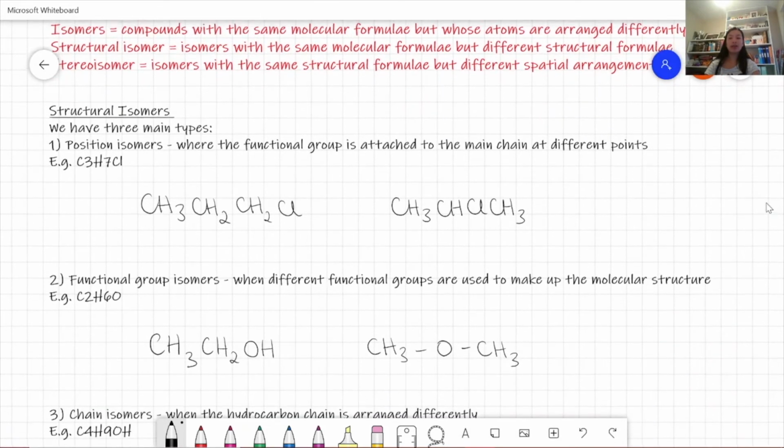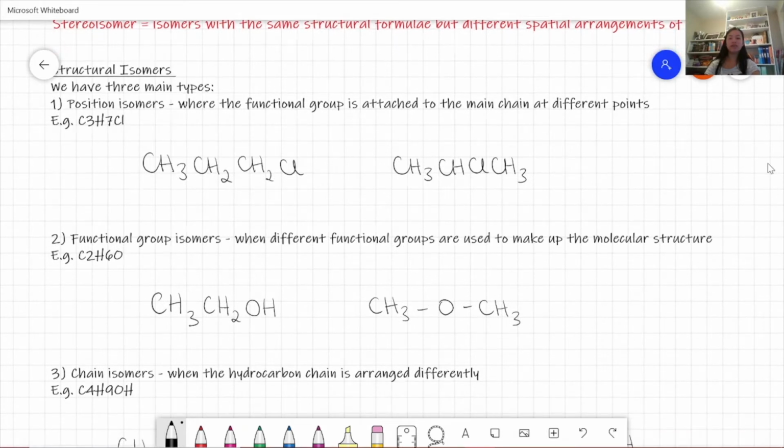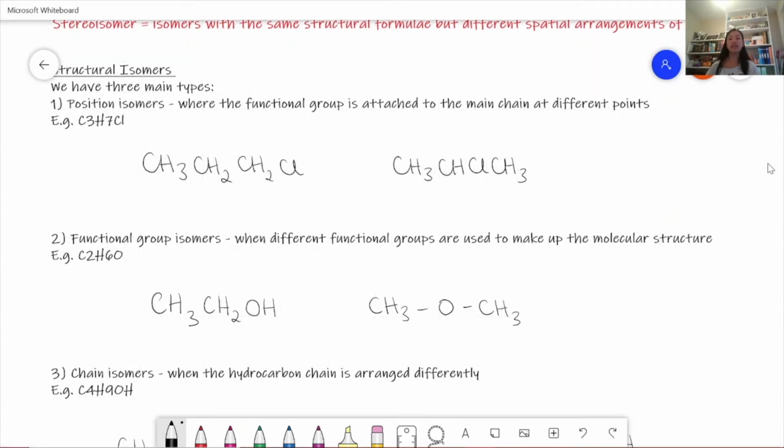And there are actually three main types of structural isomer. And the first we're going to look at is a position isomer. And a position isomer is where the functional group is attached to the main chain at different points. So for this example, the functional group that we're using is this chlorine, because these are both haloalkanes.